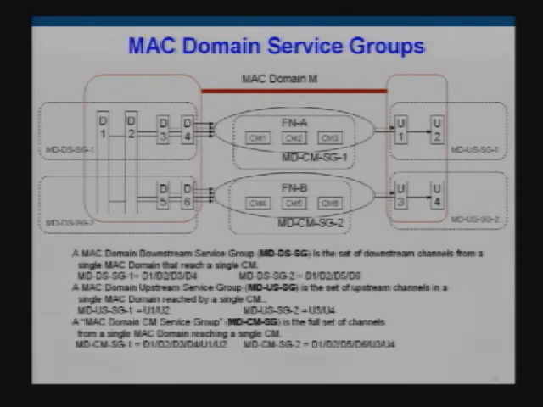So MAC domain upstream service group means all the upstream channels which are available for a single modem to transmit into the CMTS, and it corresponds to a single MAC domain. And MAC domain CM service group, or MDCMSG, combines the upstream and downstream. It's the superset of upstream and downstream channels which are available in a single fiber node corresponding to a single MAC domain.